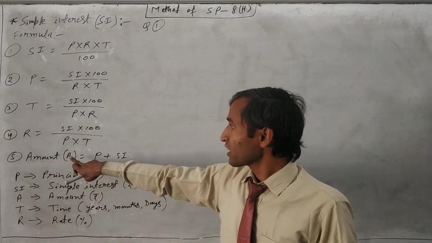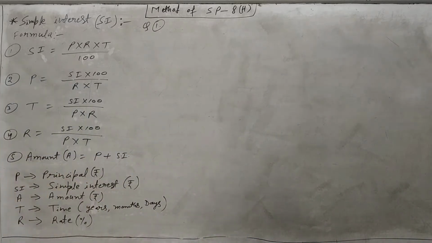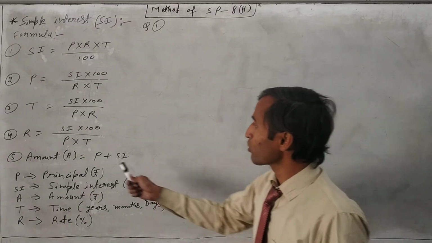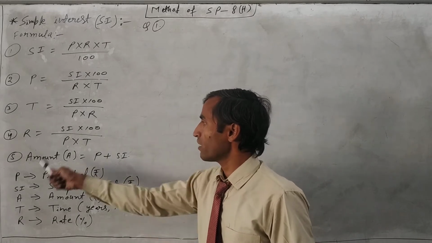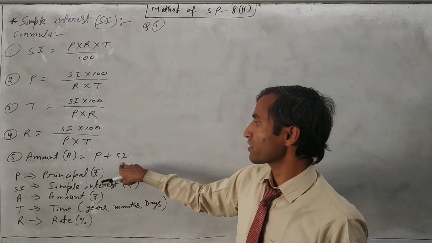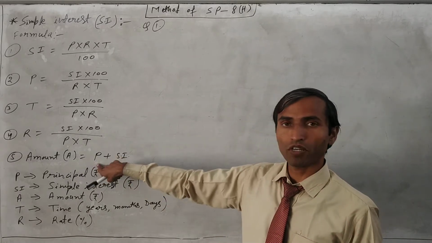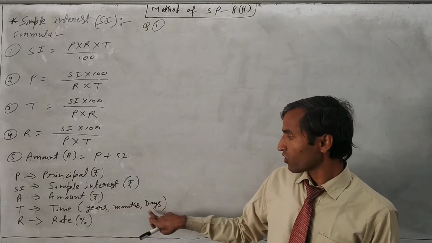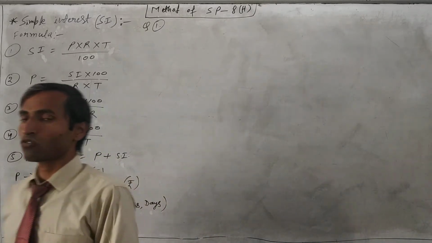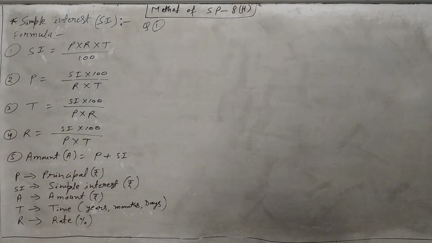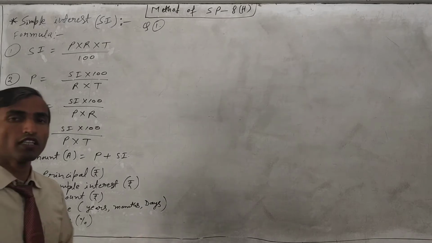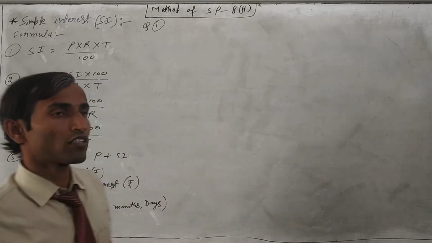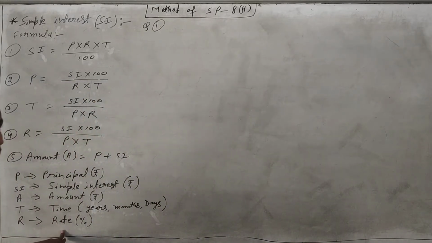Now for amount, meaning total money, that is extra interest plus principal. Both together, we add, and that will be the amount. So the formula for amount is P plus SI. These are in rupees, and time will sometimes be in years, months or days. But we will apply the formula in years only. So always we convert: if months are given, we divide by 12 to convert to years, or if days are given, then we divide by 360 days. The rate will always be given in percentage.